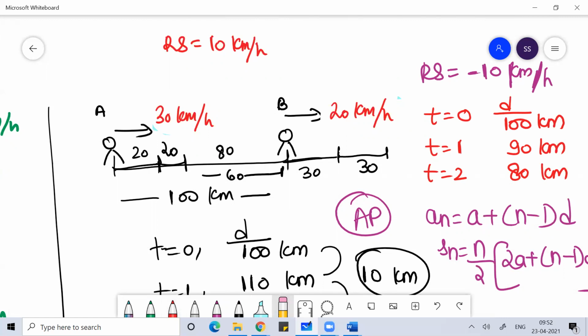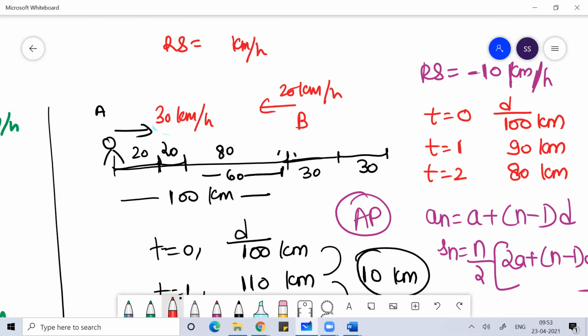While if the two objects move in opposite directions, suppose B is running toward A at 20 kilometers per hour, then the relative speed between them will become 50 kilometers per hour, and they will meet each other after 2 hours.